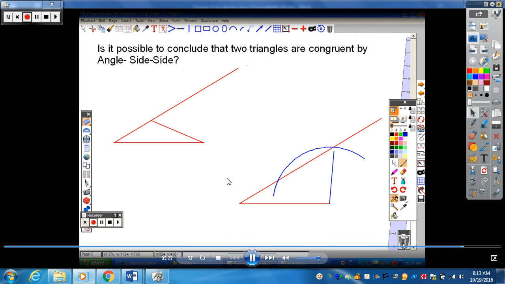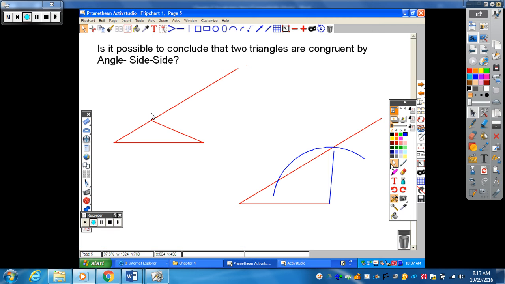This angle here matches with this one. This side matches with this side. And this side matches with this side. Well, obviously these two triangles are not congruent. And so as a result, we cannot use angle-side-side because it won't happen in all situations. There are some where it's not possible.